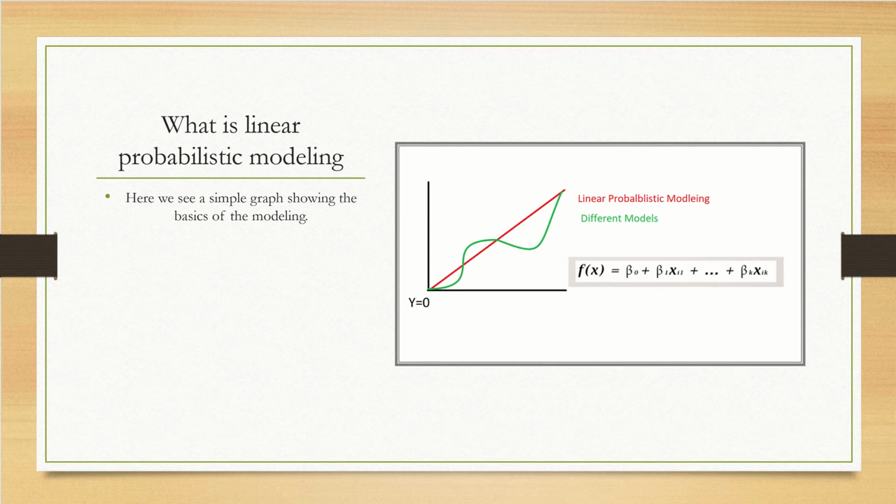On screen is an equation for finding the model, where beta 0 is the base probability, beta 1 x1 is the dependent variable for x1, beta 2 x2 is the dependent variable for x2, and so on.